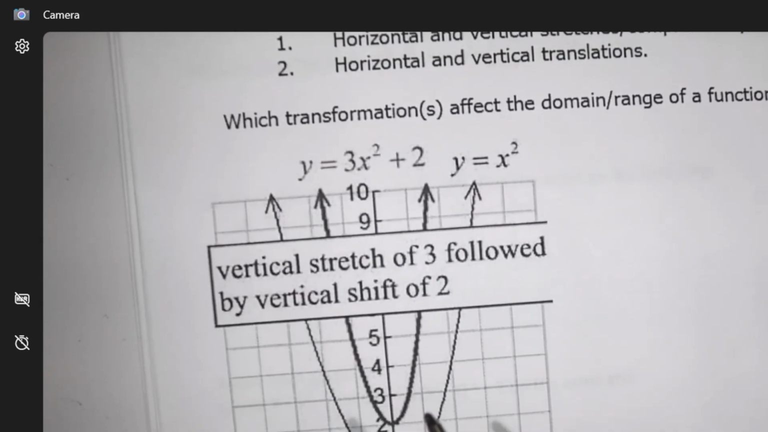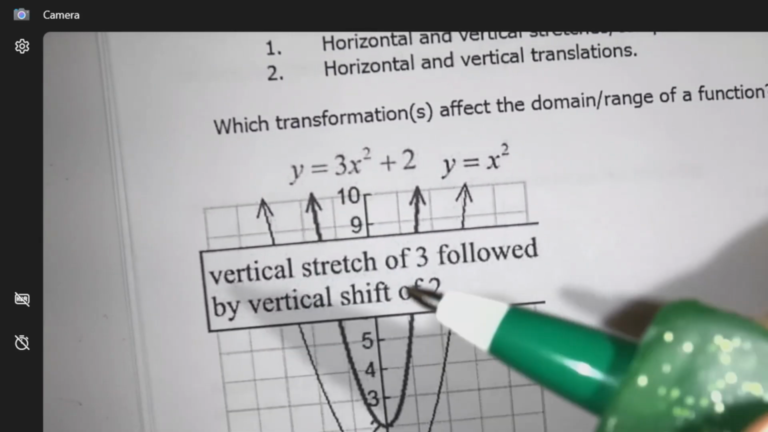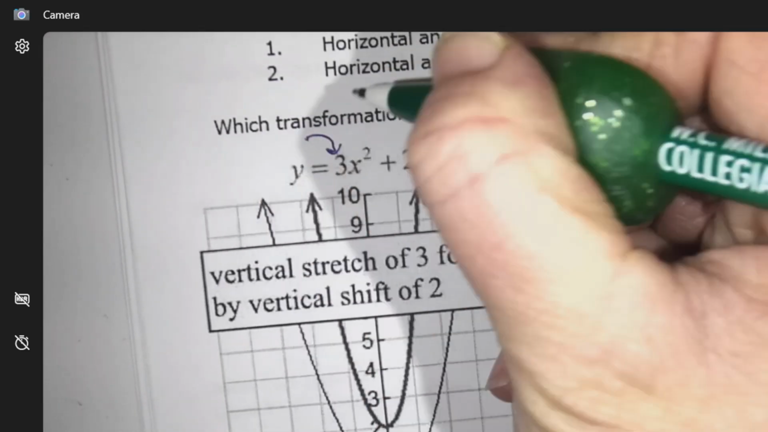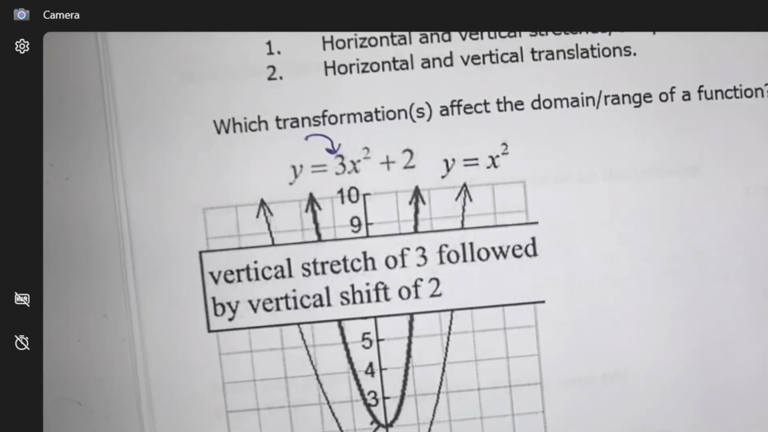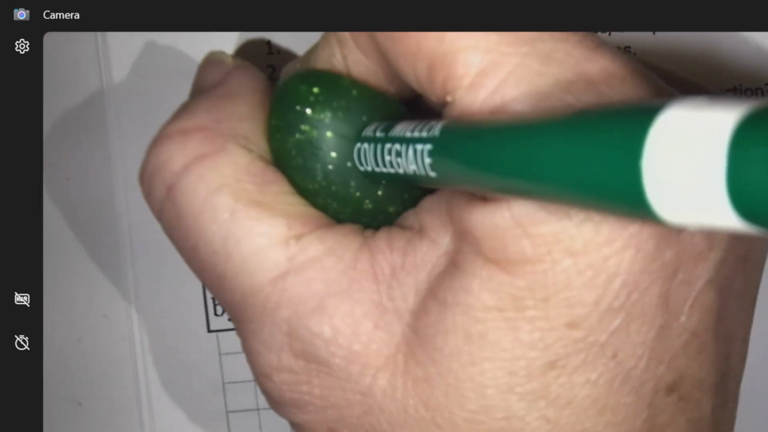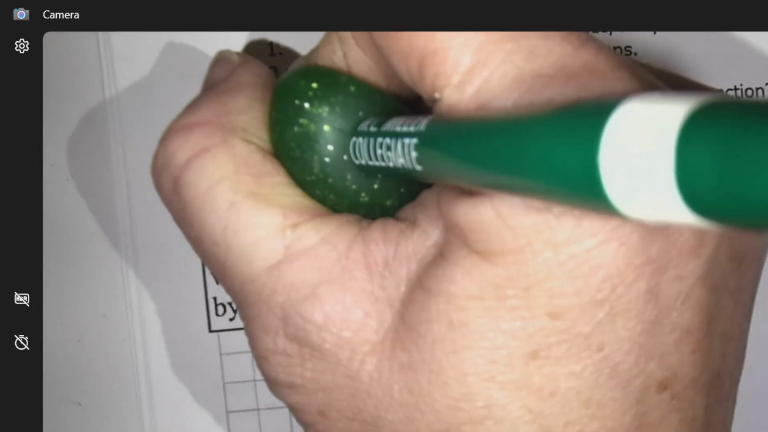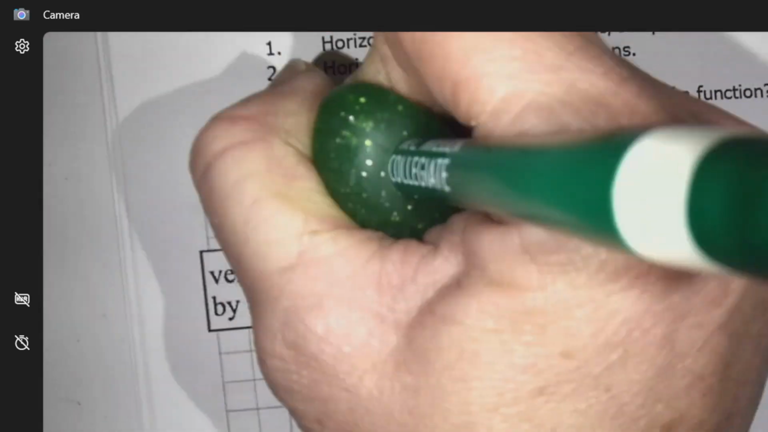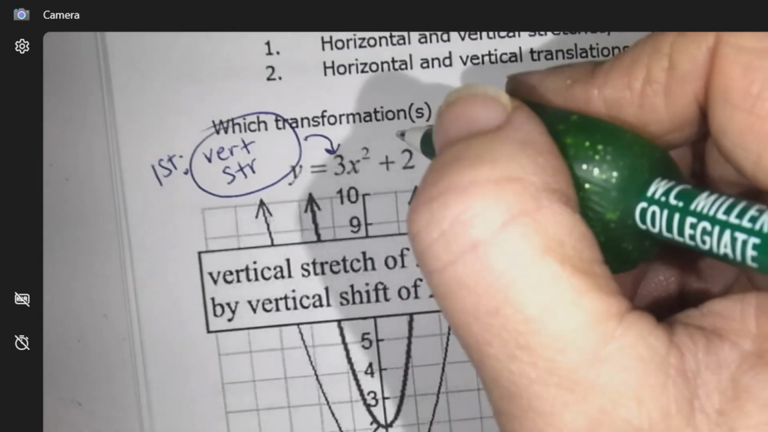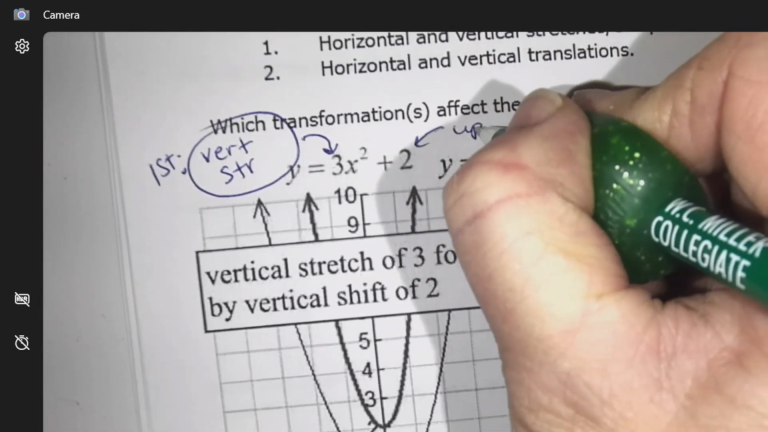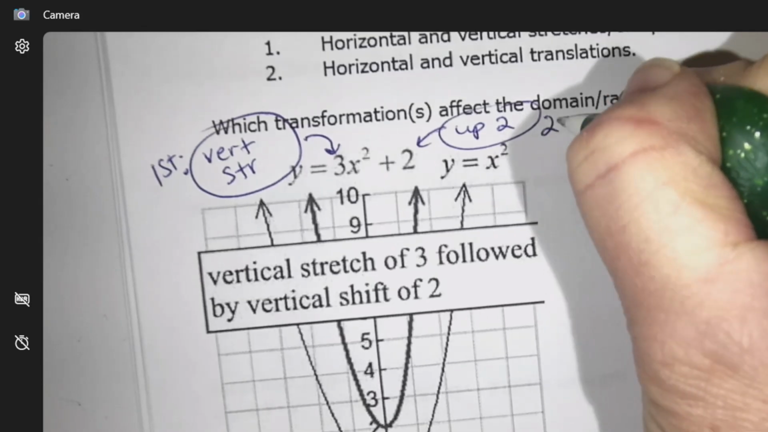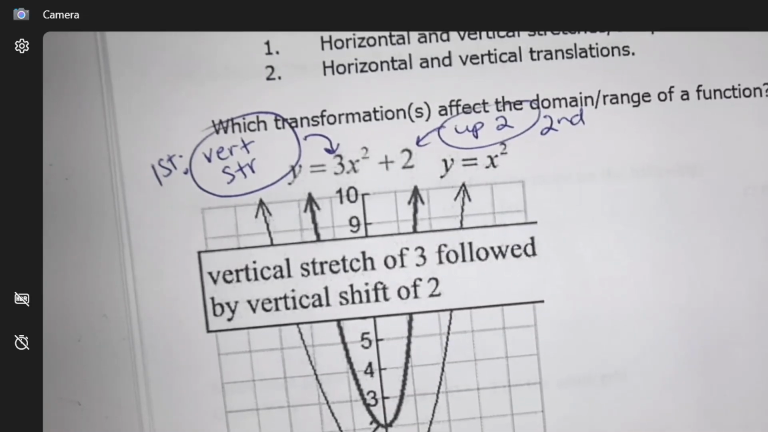So you could see here, I would have done a multiplier. So this is a vertical stretch. I would have had to do it first. And then I would have shifted it up after.